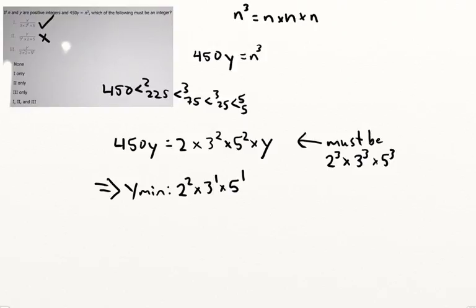And the third statement, y must be divisible by 3. That is there. 2 squared will obviously divide by 2, and then 5 squared. So that won't divide. So our answer is going to be B, 1 only.